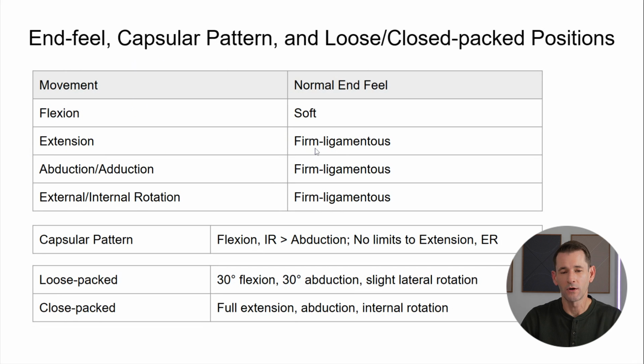Extension, this should be firm ligamentous when you do your goniometric measurement of hip extension. Same with abduction, adduction, and external and internal rotation. They should all give you that firm ligamentous end feel.